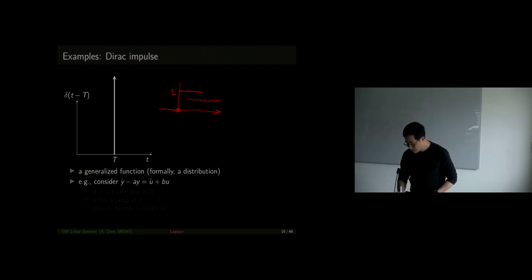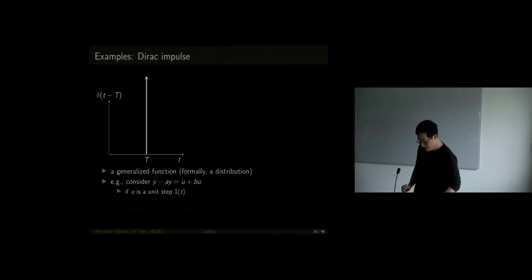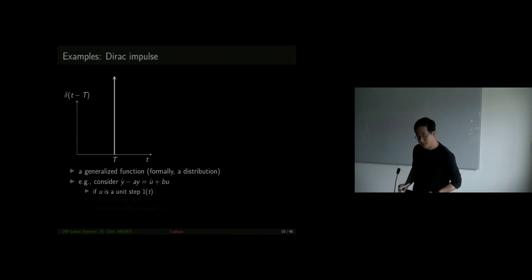Now, think about what may happen when you consider the derivative at this point. You cannot write it as a common function that you see at other places. So, in sum, if u is a unit step, 1 of t, u dot will have a jump at 0. At least for now, we don't have a way to write this big jump at 0, so we cannot directly evaluate u dot in this case. Then we don't have good intuition about the solution of the system. So we must do something.